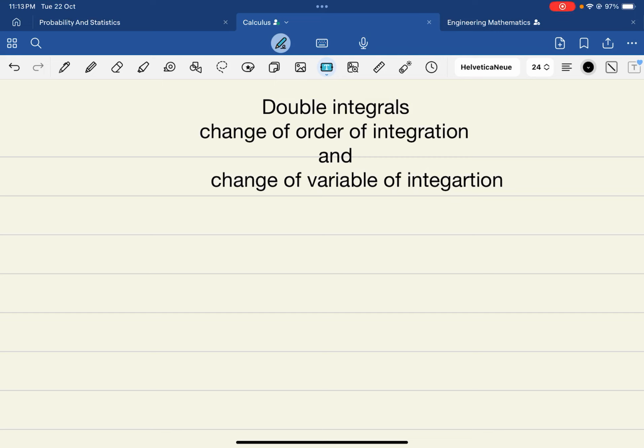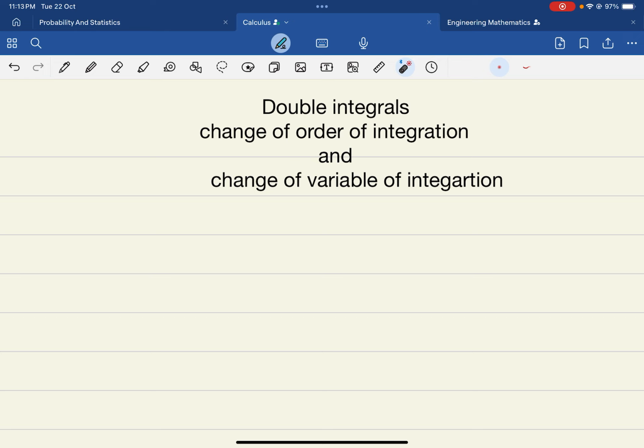In today's lecture, I'm going to do the concept of double integrals with the change of order of integration as well as change of variable of integration. Already in my previous lectures, we have done double integrals with constant limits and double integrals with variable limits. These two we have done in the previous lectures.